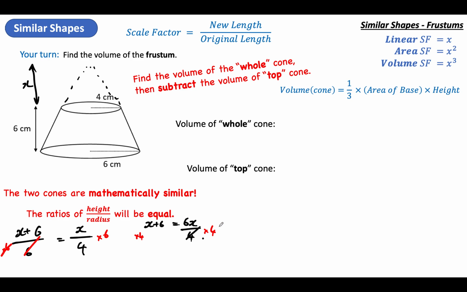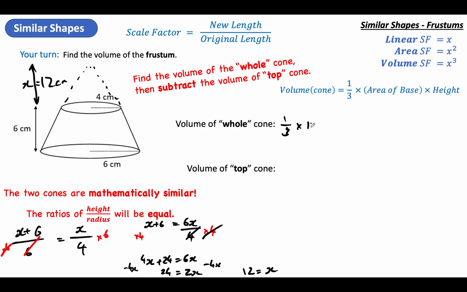Now that will cancel out the 4. So 6x is 4x plus 24. Take away 4x from both sides to leave 24 equals 2x. And then it's not much of a stretch to see, divide that by 2 to get x is 12. So the height of the top bit is 12 centimeters, so the whole height is 18.